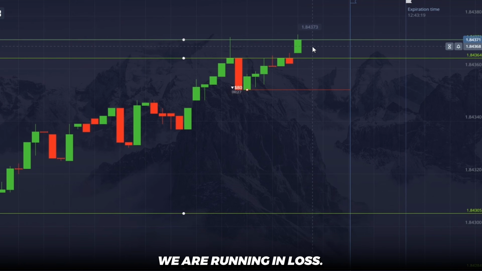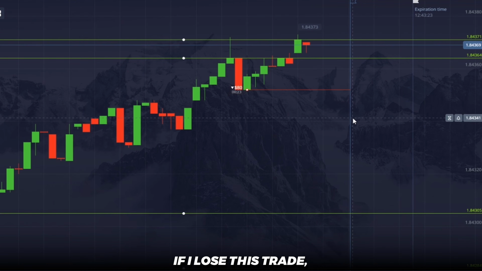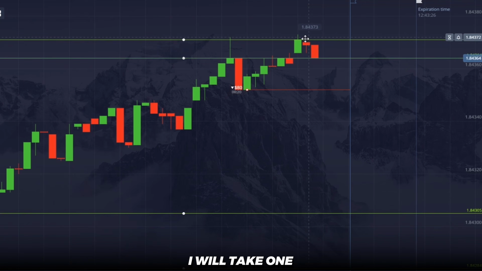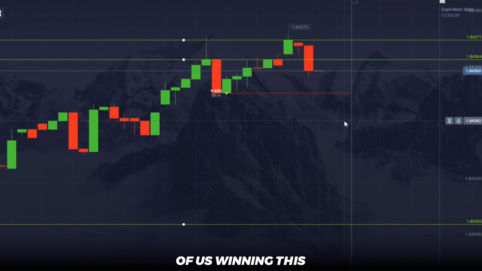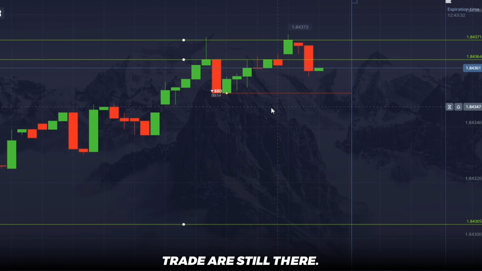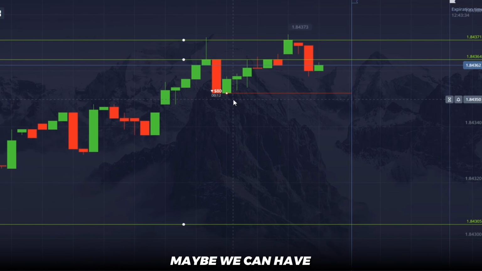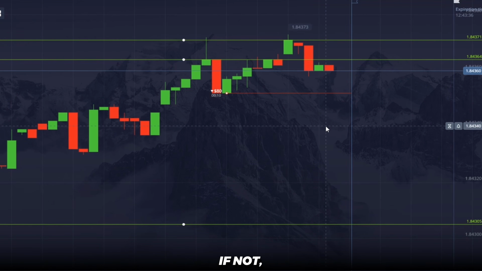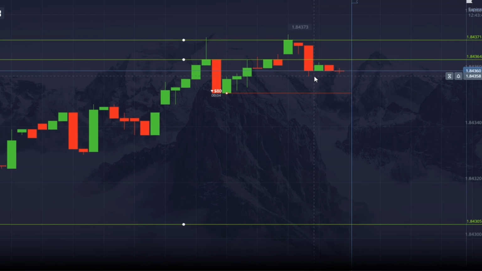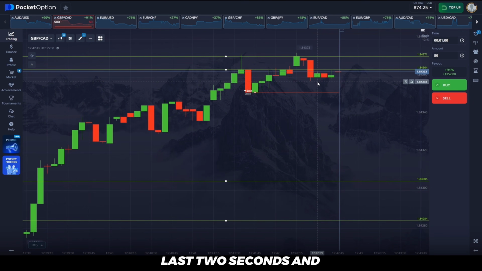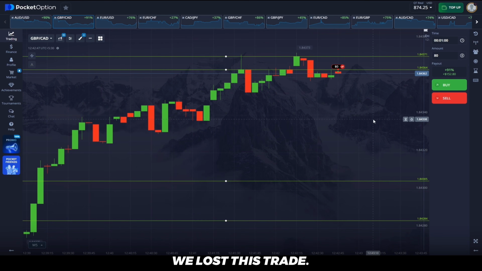Currently we are running in loss. Price might take some time to reverse. If I lose this trade, I will take one more trade, but chances of us winning this trade are still there. 14 seconds are remaining. Maybe we can have a profitable trade. If not, I will be looking for another trade setup here on this chart. Last 2 seconds and we lost this trade.